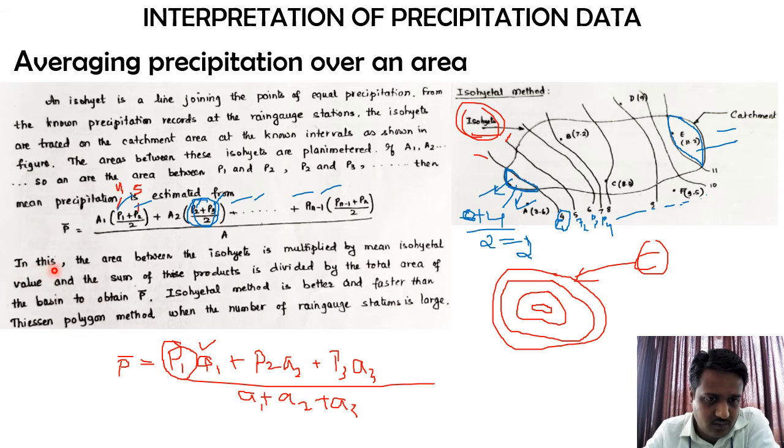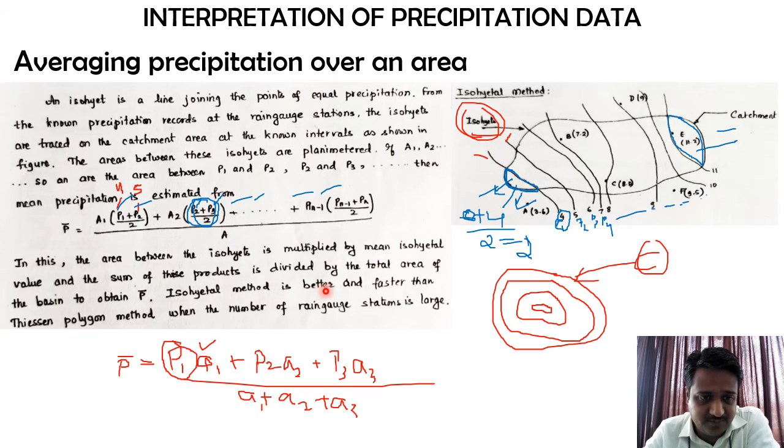In this, the area between the iso heights is multiplied by the mean isohyetal value, and the sum of these products is divided by the total area of the basin to obtain P bar. So this entire calculation forms the numerator, and we divide it by the total area, which is going to be in the denominator.